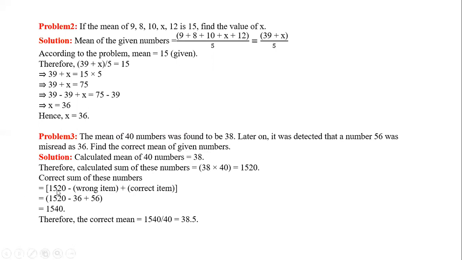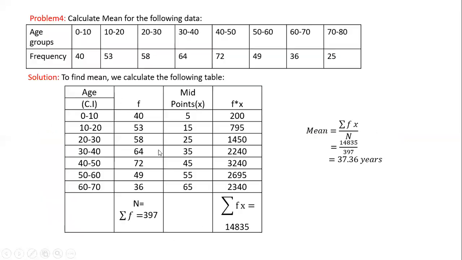So what I'm doing is 1520 minus 36 plus 56. Because 56 was measured as 36, the correct one is 56. Mistakenly, it was measured as 36. So I'm subtracting 36 and adding 56. Then the new sum is 1540. Now 1540 is divided by 40. Then 38.5 is the correct mean of the given data.